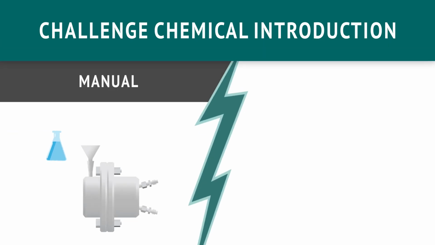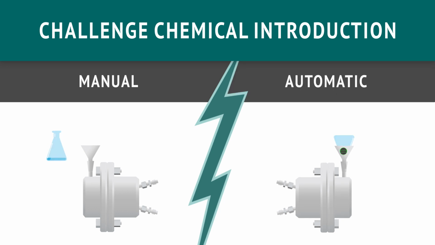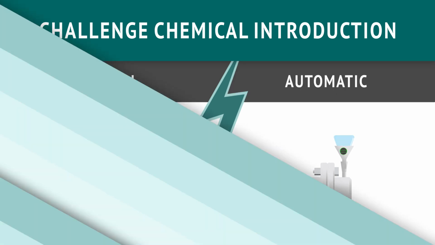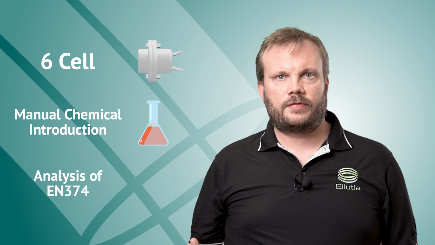We're now going to explore a couple of system configurations and explain the key differences between having a manual or automatic challenge chemical introduction system. Let's begin with what is probably the most straightforward configuration, a 6-cell manual challenge chemical introduction system that's set up for the analysis of EN374.